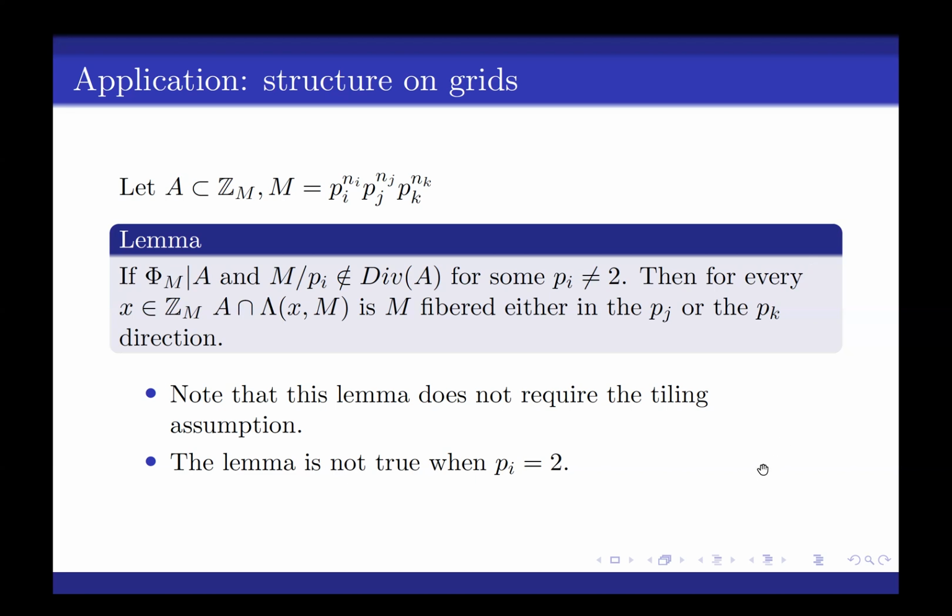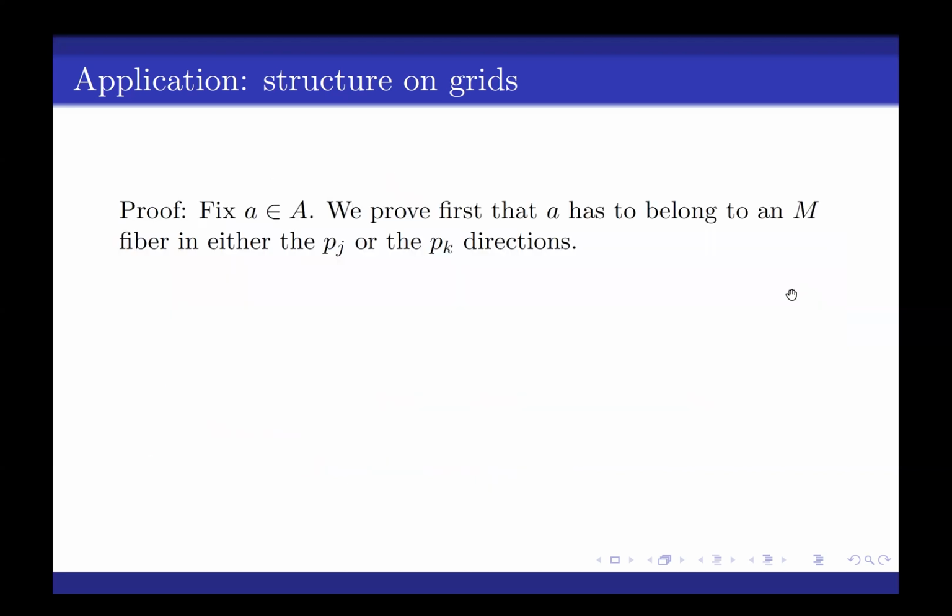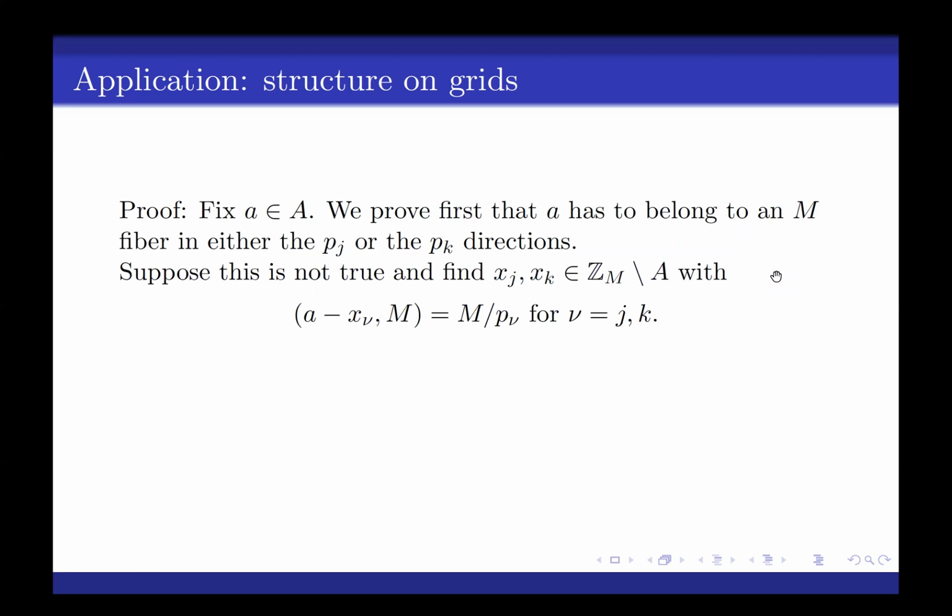Okay, so let's prove this lemma. This is not a complicated thing. It will only take us a couple of minutes. So let's fix some element a, and I want to show that this element must belong to an M fiber in either the PJ direction or the PK direction. I remind you that we have assumed that M over PI is not a difference in A. Okay, so let's assume that this is not true. So we can find 2 elements which are not in A at distance M over PJ and M over PK respectively from the point a.